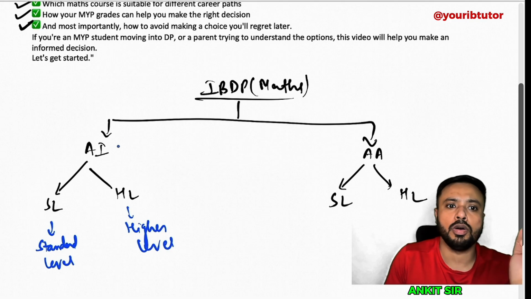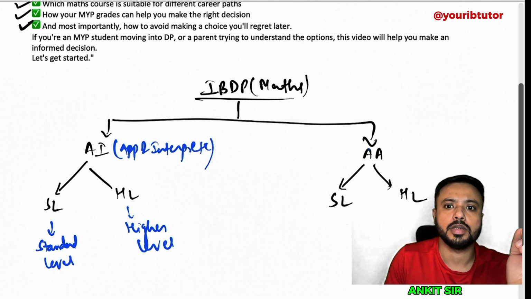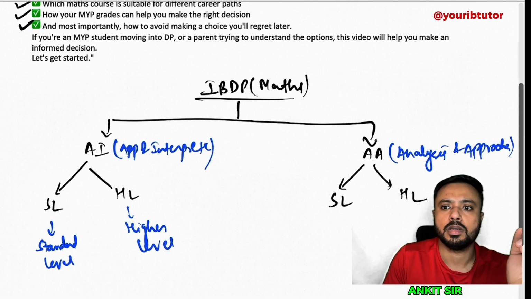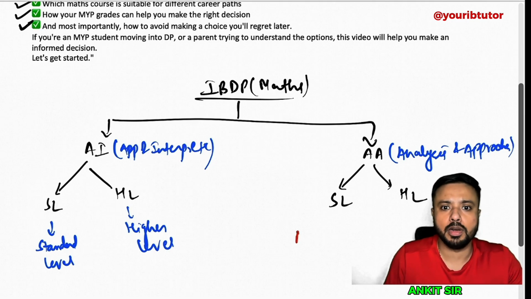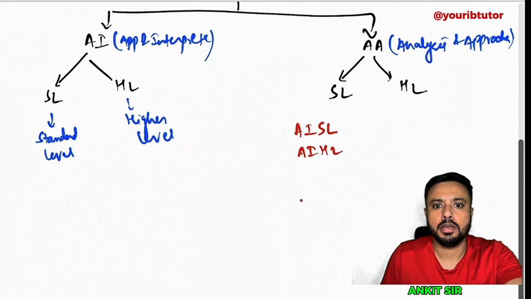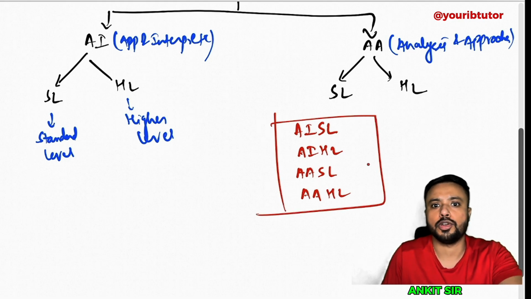Now AI is basically applications and interpretations, and AA is analysis and approaches. So that's how it gives you all four selections. If you combine them, it will make AISL, AIHL, AASL, and AAHL. So these are the four combinations which you get for maths for your IBDP.